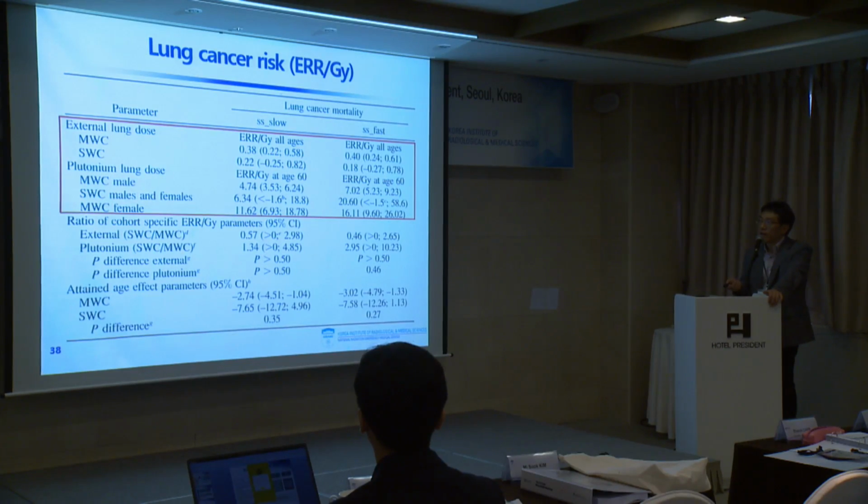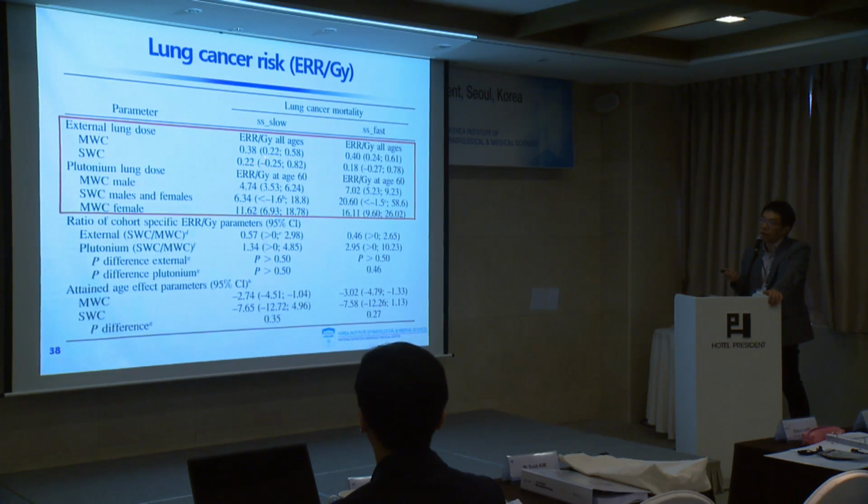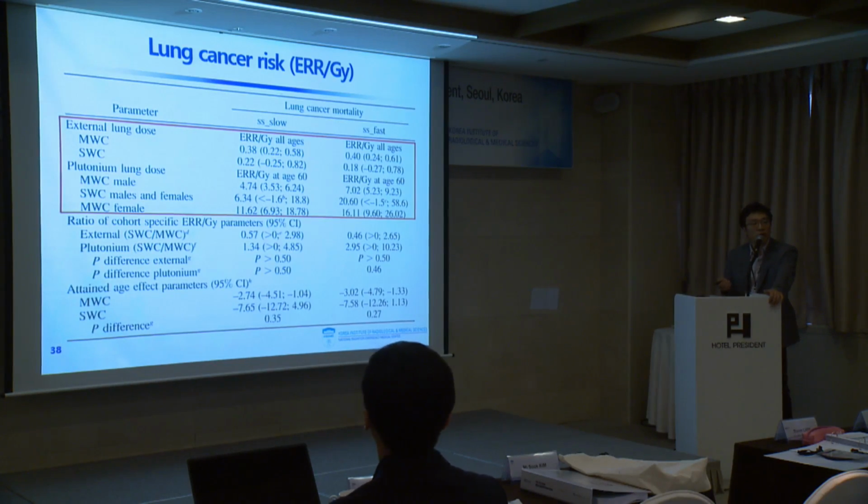So now let's look at that lung cancer risk according to the external lung dose and plutonium lung dose. For external lung dose, the relative risk, ERR, is around 0.2 to 0.4. It's quite comparable to other radiation worker studies, like the A-bomb survivors. But for the plutonium lung dose, the ERR is larger than for the external doses, because plutonium is an alpha particle exposure, so it might be the RBE effect.